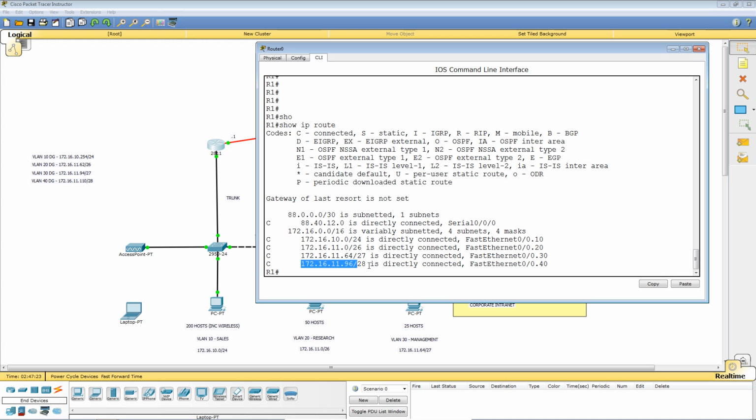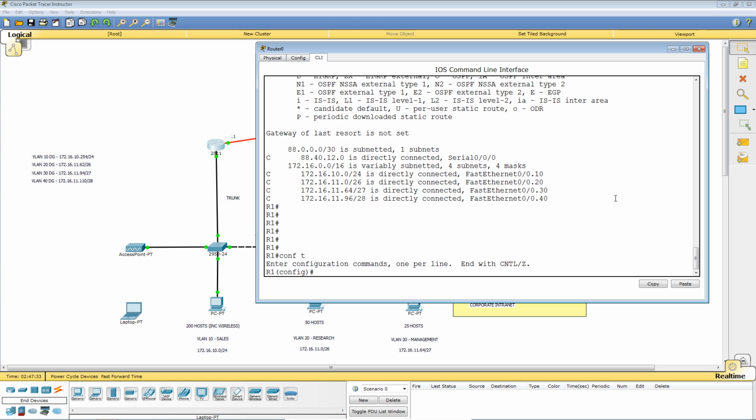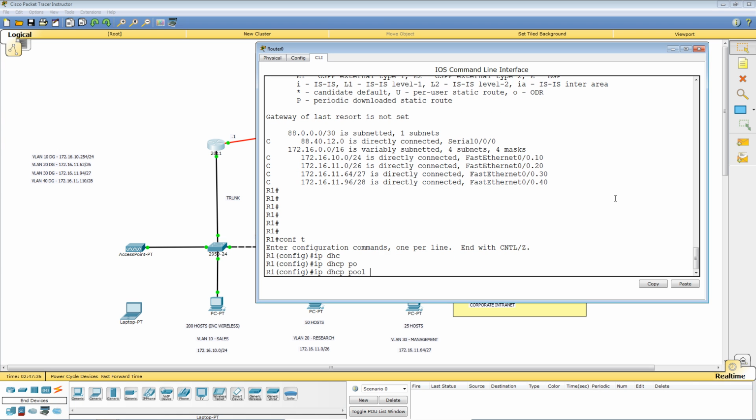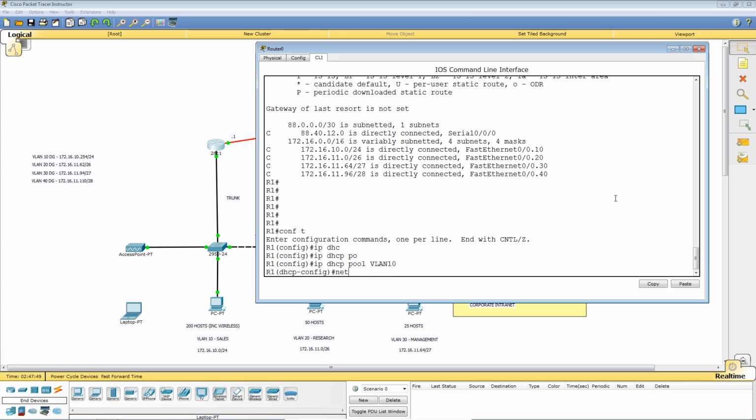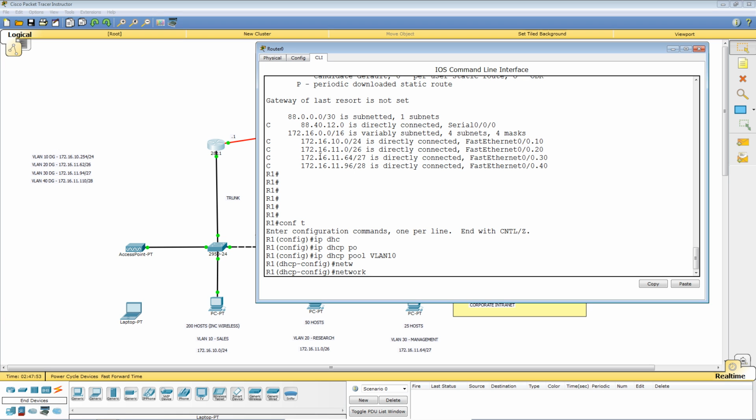Right, we don't need to worry about the servers subnet because that's static addressed, but the other 3 we're going to create DHCP pools for. So conf t, ip dhcp pool. I'm going to use the VLAN names. VLAN 10. Okay, and we'll give it the network address, which is the network address for VLAN 10. I can actually see it on the board there. By typing show IP route, I can see the network address, 172.16.10.0. Packet Tracer even allows me to copy that and paste it. The subnet mask is /24.